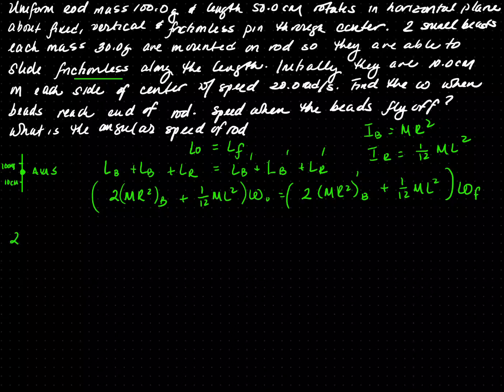So we have 2. The mass of the beads is 30 grams. That needs to be converted into kilograms, 1,000 grams to 1 kilogram. This is going to be multiplied by their distance from the axis, which is 10 centimeters. Need to be converted into meters. This has to be squared, plus 1/12. The mass of the rod is 100 grams. Need to be converted.